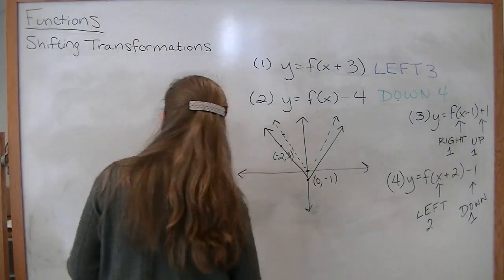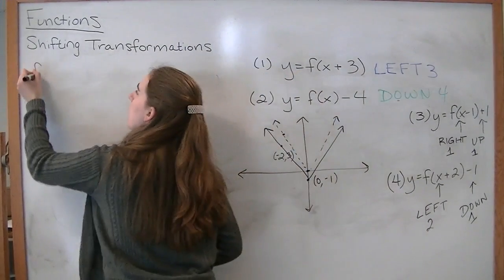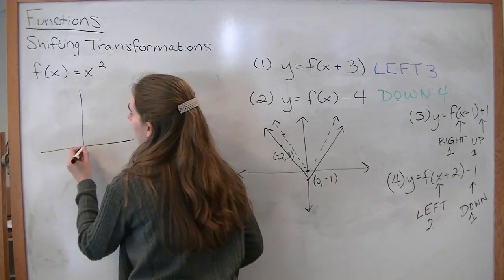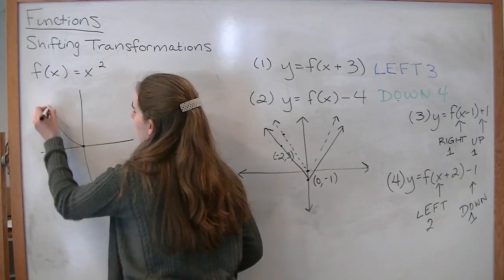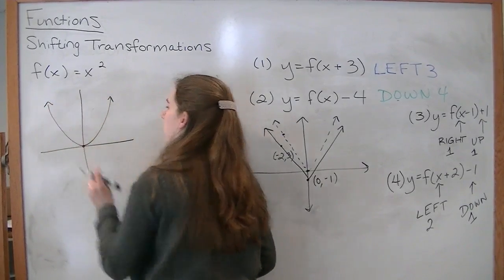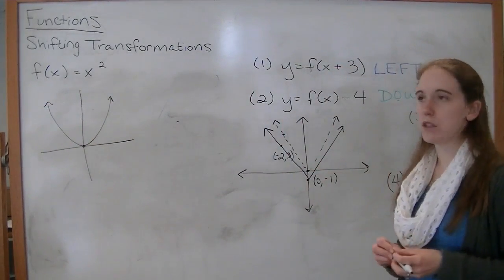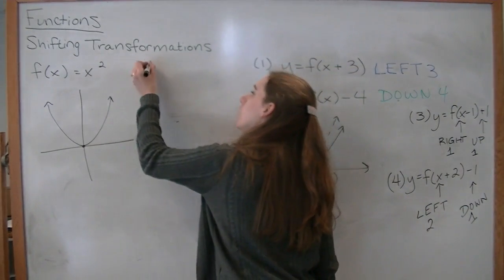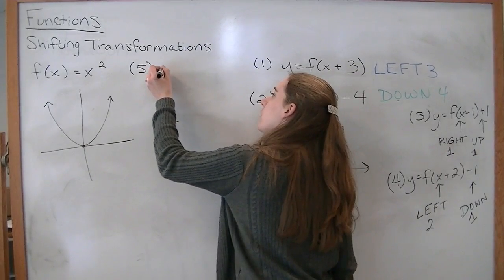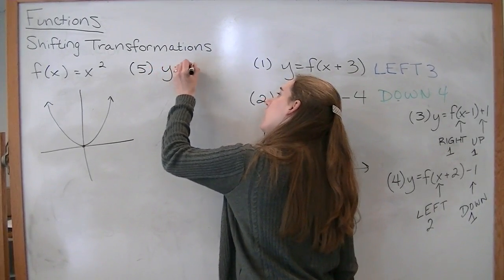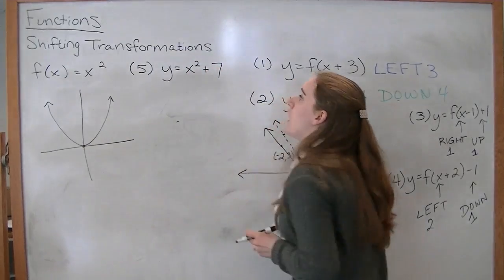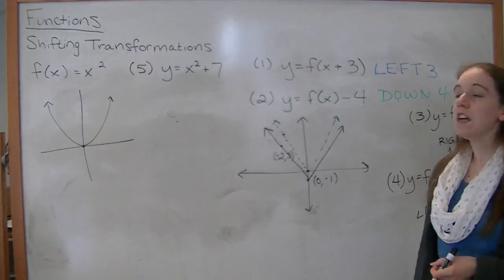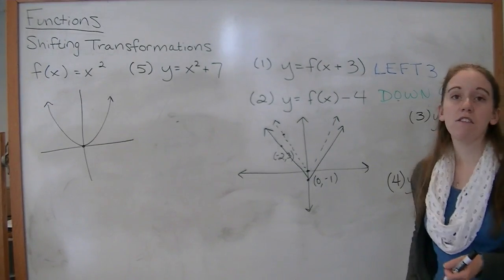Remember, our base function for quadratics would be f of x equals x squared. And our graph of that hits its minimum value at 0, 0 and is a nice parabola shape. So let's think about, what if we took our new function to be x squared plus 7, and I wanted to graph that based on my function f of x equals x squared.